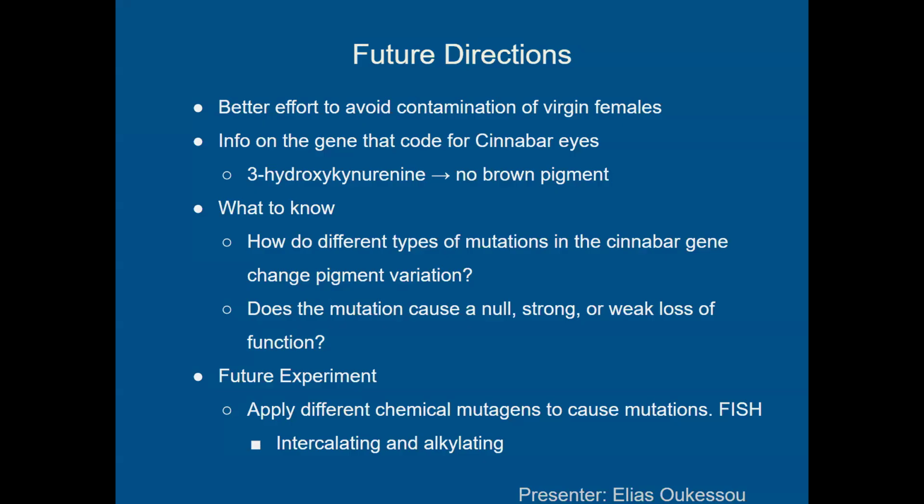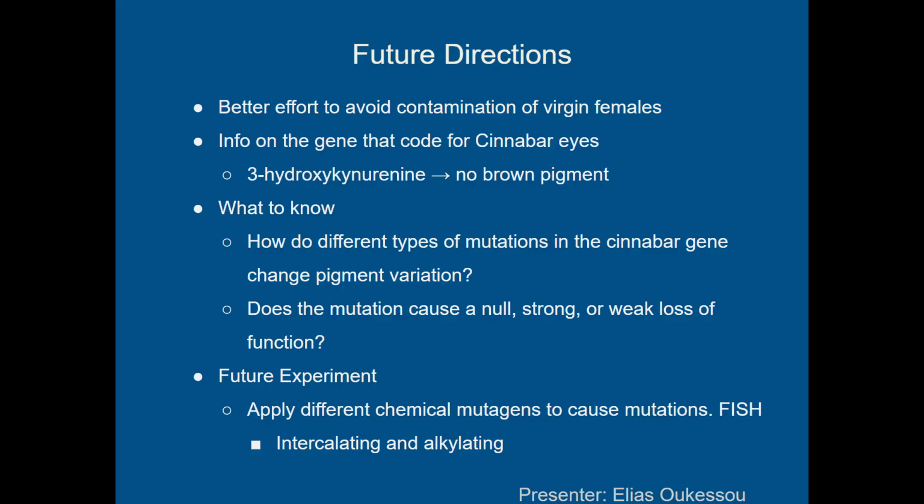The cinnabar eyes gene codes for the enzyme 3-hydroxykynurenine, which is important for the synthesis of omochromes, also known as brown color pigments. What we would want to know is how different types of mutations, such as frame shifts or point mutations, would affect the gene differently. Would one cause a weak loss of function while the other causes a strong loss of function? Would both just result in a null mutation?